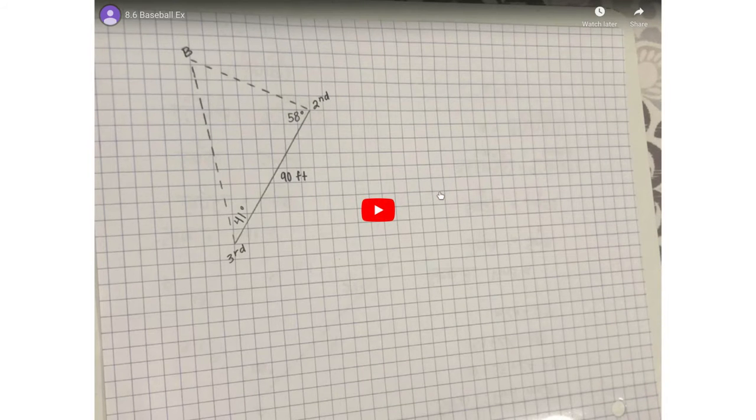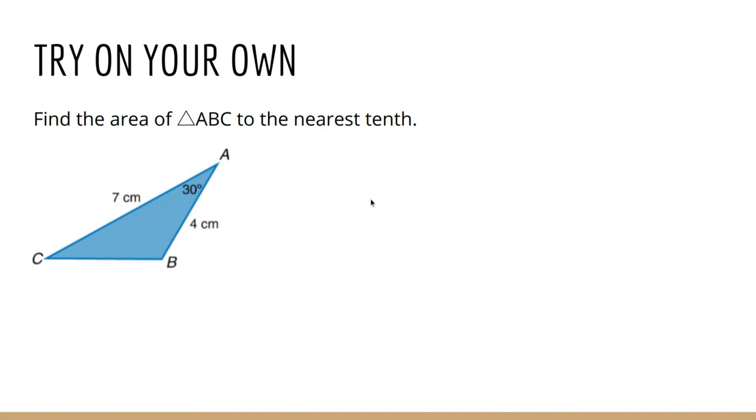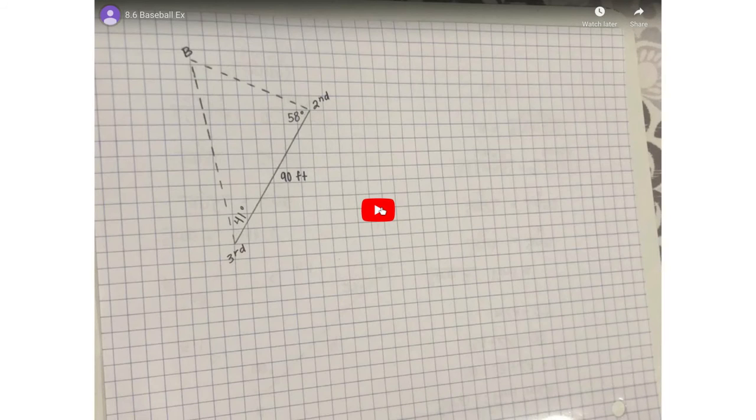Here is the explanation, can't talk. Here's the explanation to the example. Oh no, my bad. Here it is now.